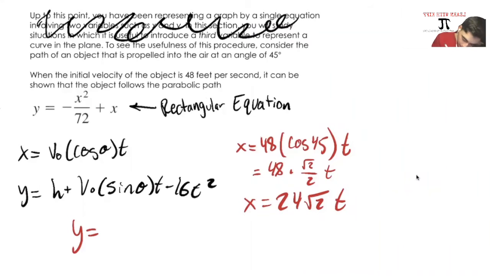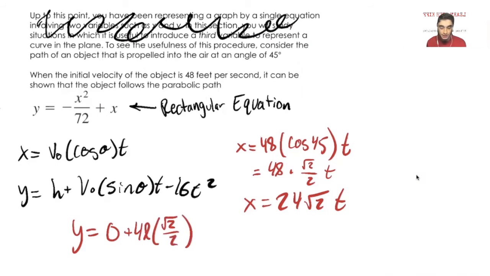So we'll have 0 plus initial velocity, which is 48, times sine theta, which we know is radical 2 over 2, because sine theta and cosine theta are the same when theta equals 45. That's just unit circle. Times t minus 16t squared.